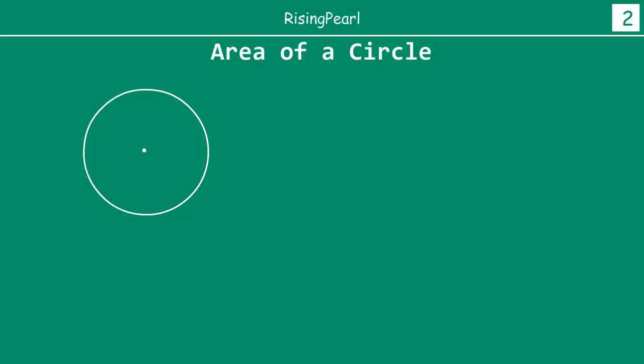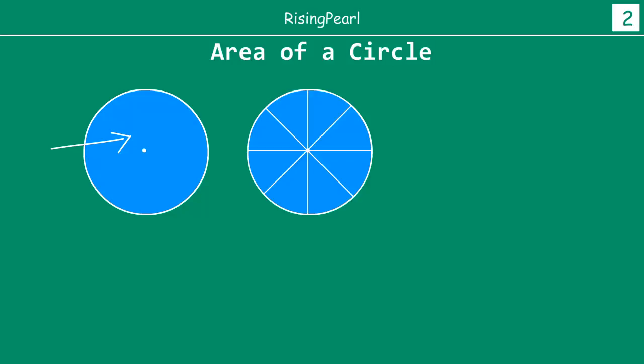So let's say we have a circle. Now when we say area of a circle, what we mean by that is the amount of space which is highlighted in blue here. So area of a circle would mean how much is this amount of space which is highlighted in blue. Now how do we actually find this out?